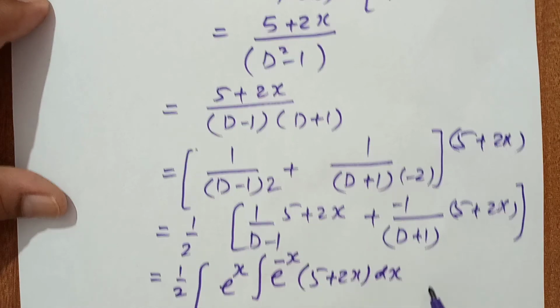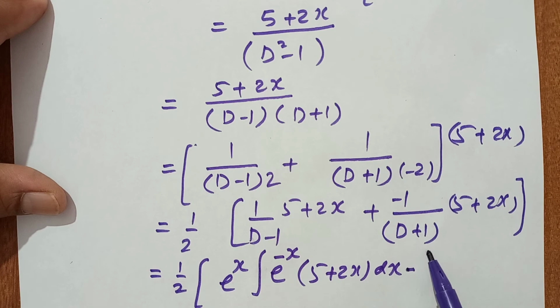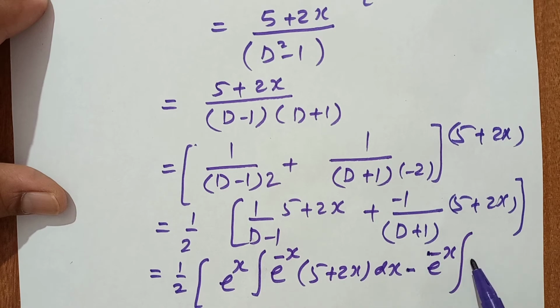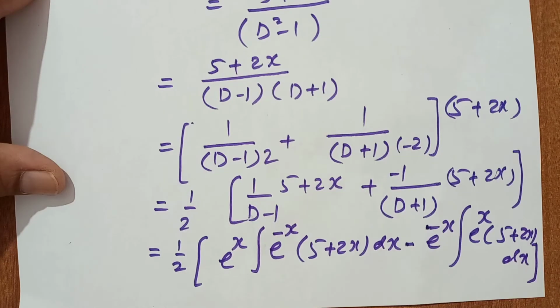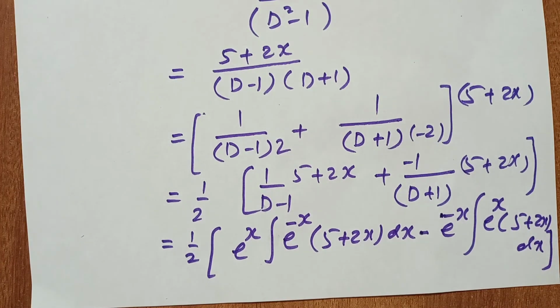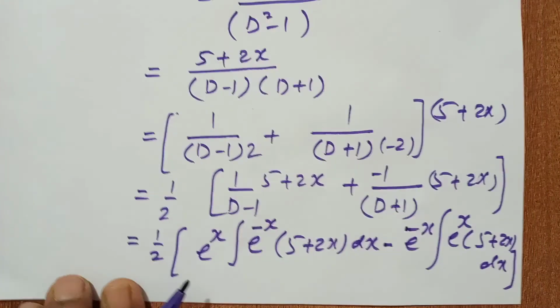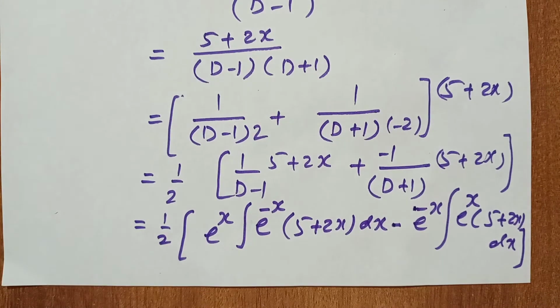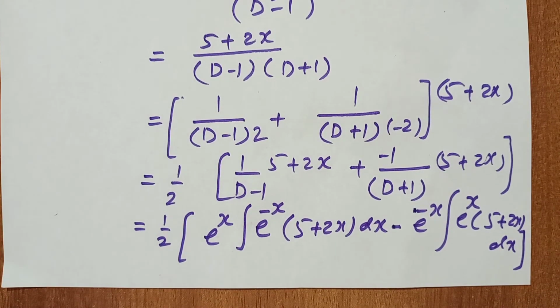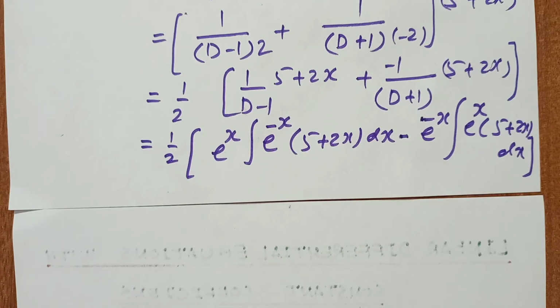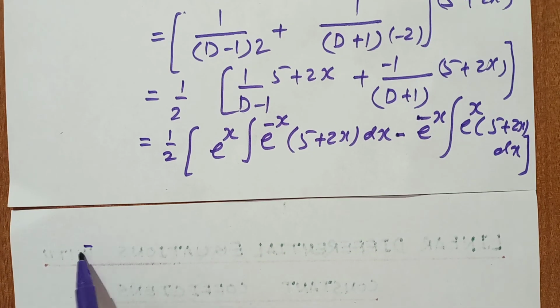Okay, and similarly minus, here alpha is minus 1, so e to the power minus x, sign of integral e to the power plus x, 5 plus 2x dx. Okay, so this is very easy to calculate. Now we will solve further. This is simple integration, so by using the formula of integration by parts.